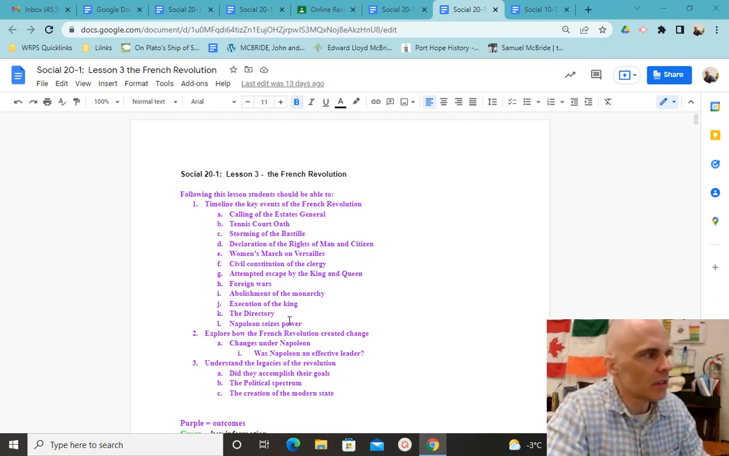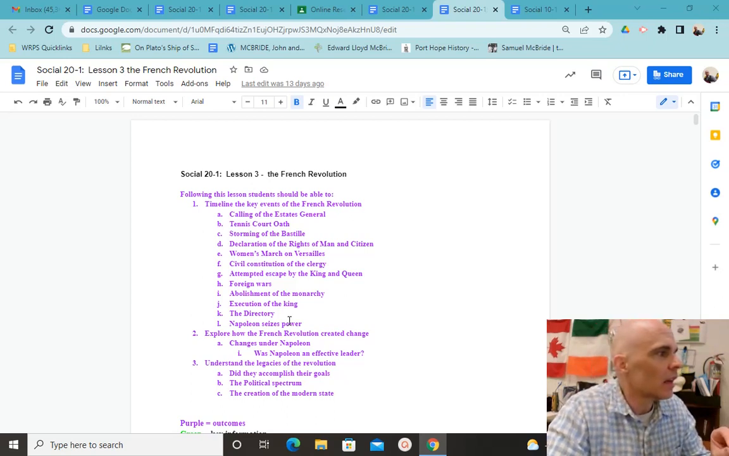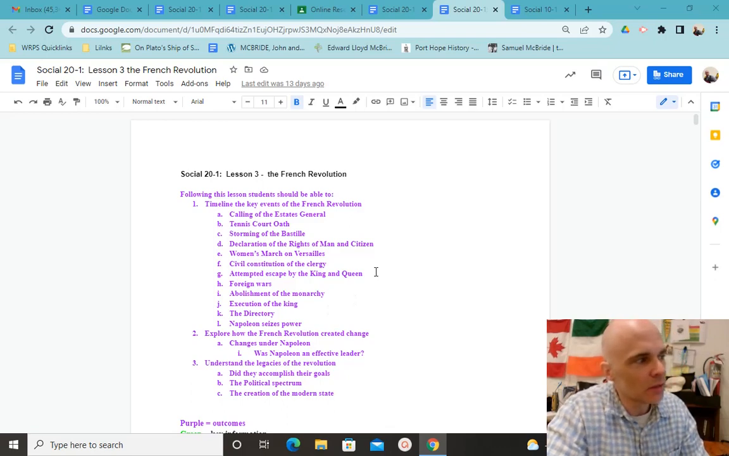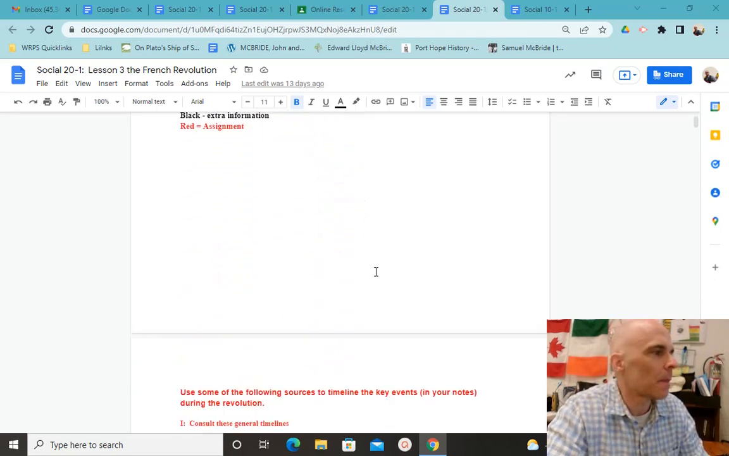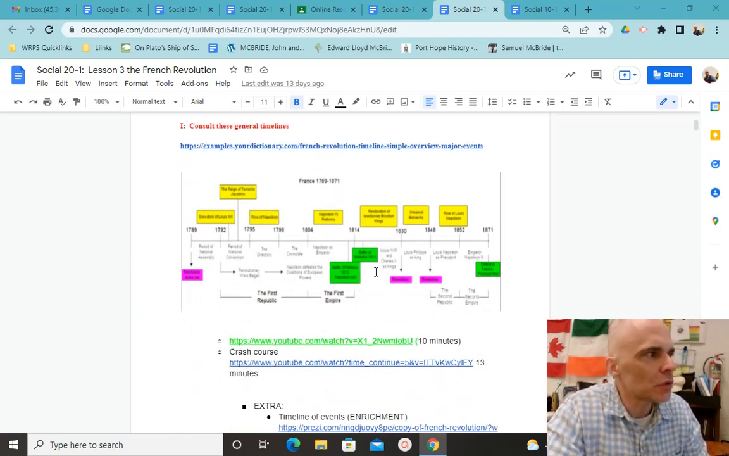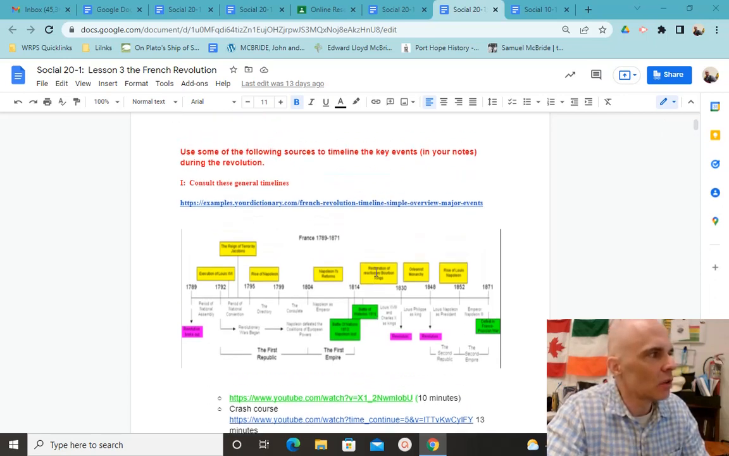So we have the calling of the Estates General, we have the Tennis Court Oath, storming the Bastille, the Declaration of the Rights of Man and Citizen, abolition of feudalism. We have the Women's March on Versailles, civil constitution of the clergy, the attempted escape of the king and queen, some foreign wars, the abolishment of the monarchy, the execution of the king, the rise of the Directory, and Napoleon seizing power. Now, in order to accomplish this task, there's many different steps that we can do.